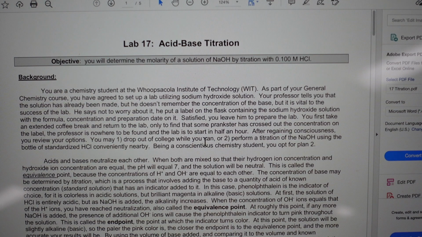Welcome to your last virtual lab for this year, Lab 17, Acid-Base Titration. In this lab, you are going to titrate an acid of known concentration with a base of unknown concentration with the goal of determining the concentration of the base.